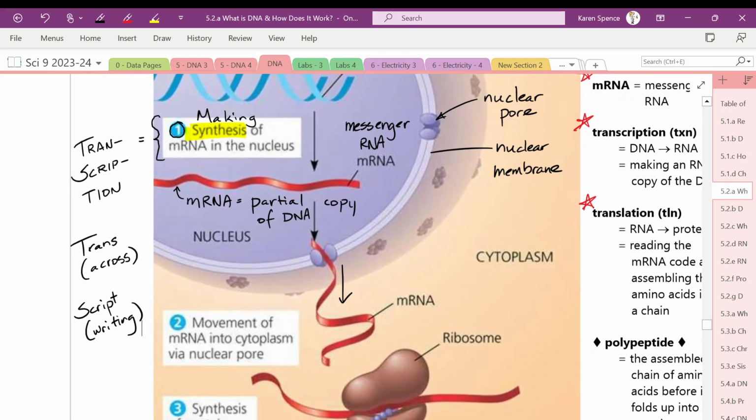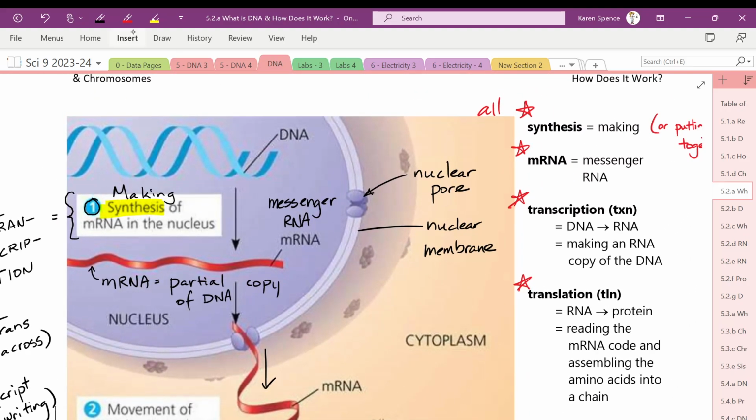So that's another one of our new words, transcription. Making an RNA copy of the DNA.